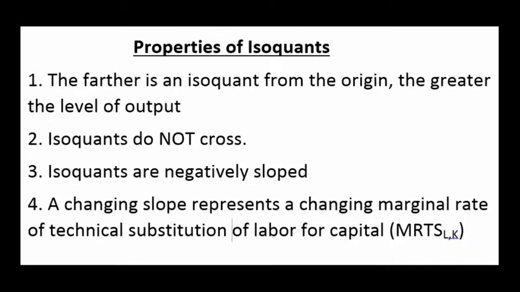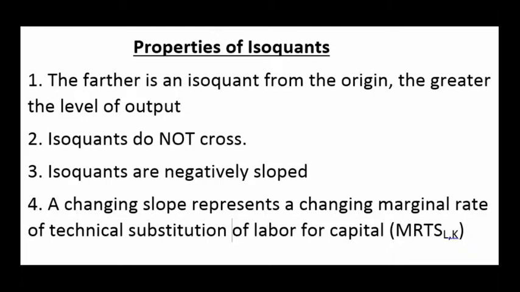If this is the 200 unit output level, and this is the 100 unit output level, you can't have 10 units of capital and labor producing 100 and 200 at the same time. The two isoquants never cross. The farther away the curve is from the origin, the higher the level of output. That should make sense. You're using more resources, you get more output. So the higher the curve, the higher the output level.